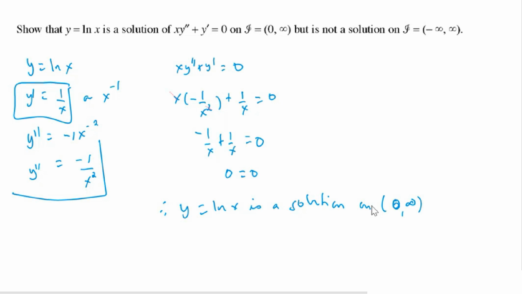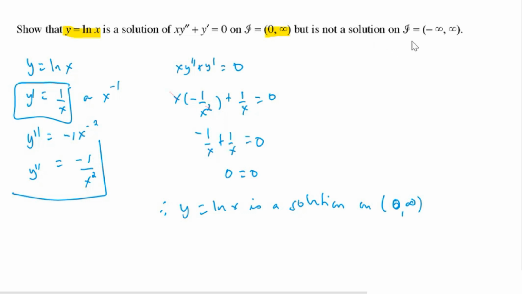Again, on the first condition, on the interval from 0 to pi, we could say that the given equation y equals ln of x is a solution because the left hand side and the right hand side are equal. That is why we are saying that y equals ln of x is a solution on the interval of 0 to pi.